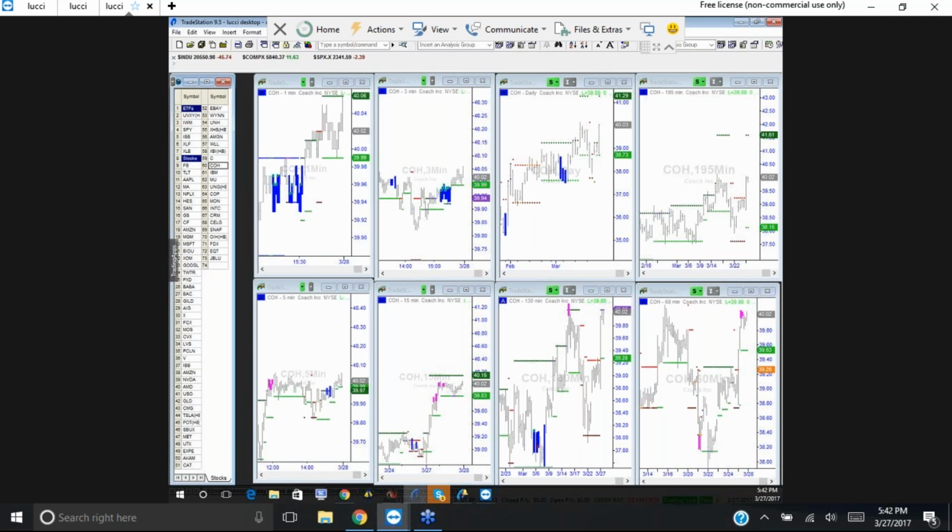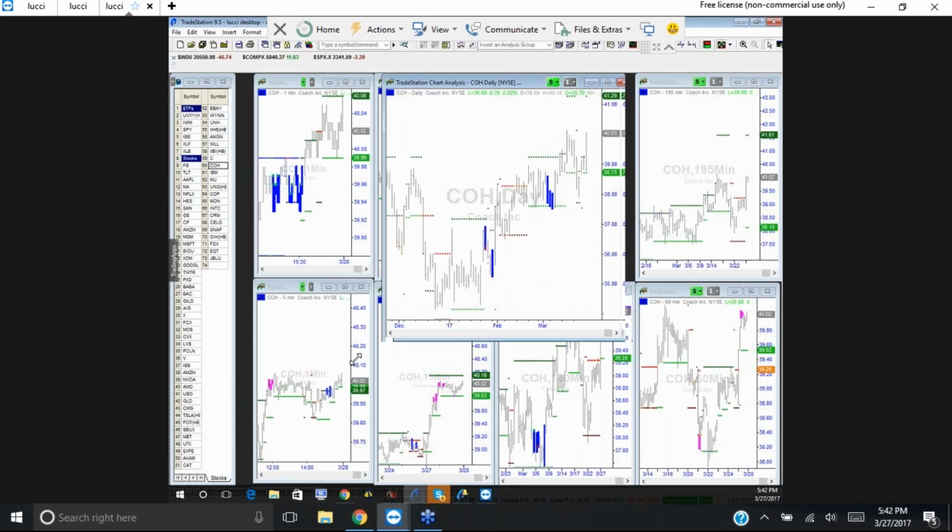So what I was seeing here is that on the daily time frame, you have these compression signals on that top third from the left graph, and that tells me that Coach is going to start to move here. It's going to stop going sideways. That's really all it says. We're looking for a breakout. We're looking for this to start to trend.